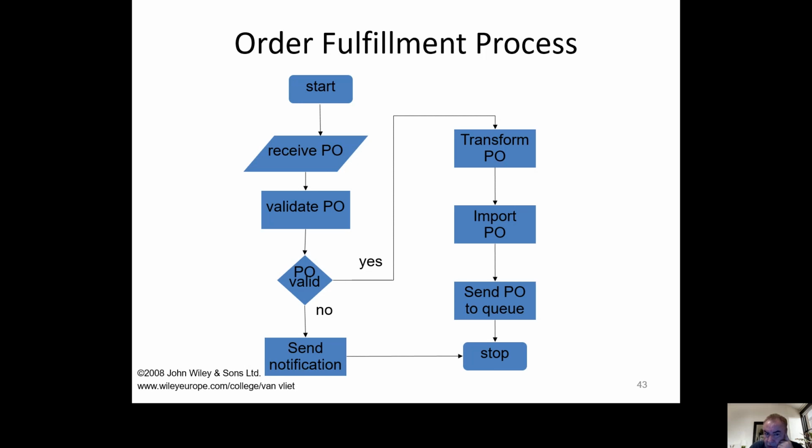So I receive a purchase order. Next I need to validate it. Is everything cool? Are the GRE scores okay? If it's not okay, send it back and say this is not a good order. If everything is okay, then I'm going to transform this purchase order to the next step.